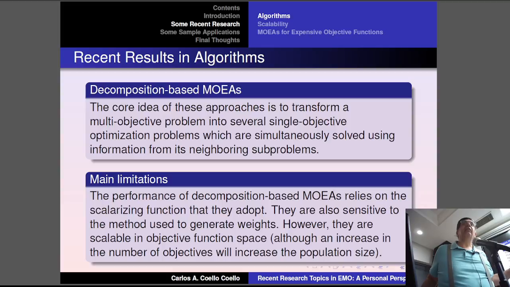Of course, this is now a topic of research, because if you know the Pareto front is inverted, it's easy to solve the problem. But if you don't know what is the real shape of the Pareto front, the question is, how could you identify that and use the appropriate scalarizing function?